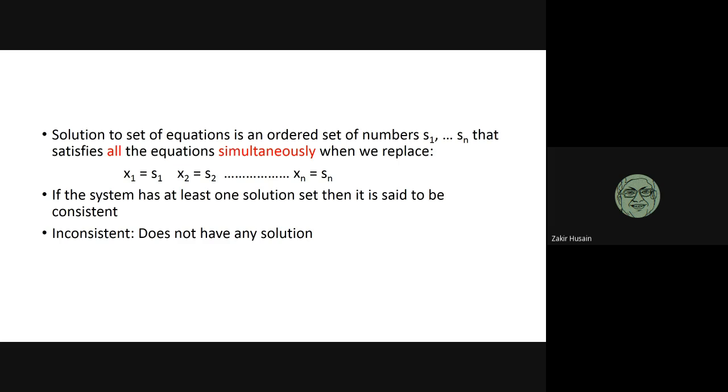Now, it is quite possible that the system has only one solution set, or it can have more than one solution set, 2, 3, whatever. In that case, we say that the system is consistent. And an inconsistent system is a system which does not have any solution. Now, I have used the word linear equation system. What do we mean by a linear equation system?